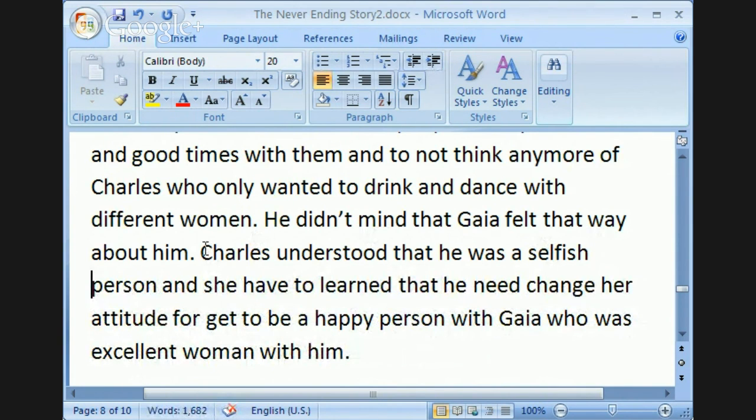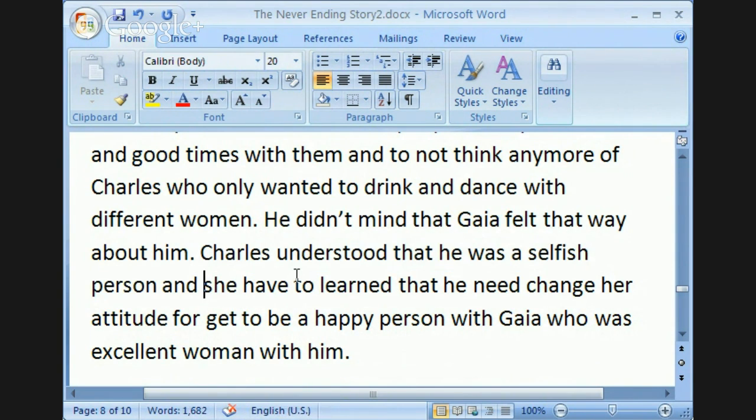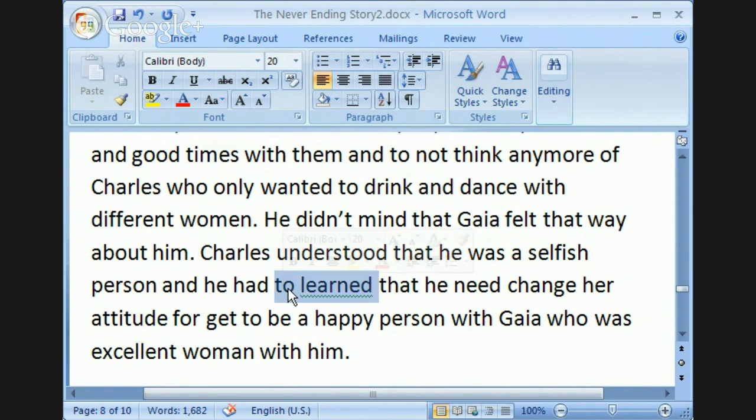All right. Now, hang on here. "Charles understood that he was a selfish person, and she have to learn that he need to change her." What? Okay, and now I'm lost. It's past tense, right? He had to learn. Again, when we make an infinitive, there's never a tense. A verb behind "to" is always the pure present tense. Any verb behind "to" can't be past tense.